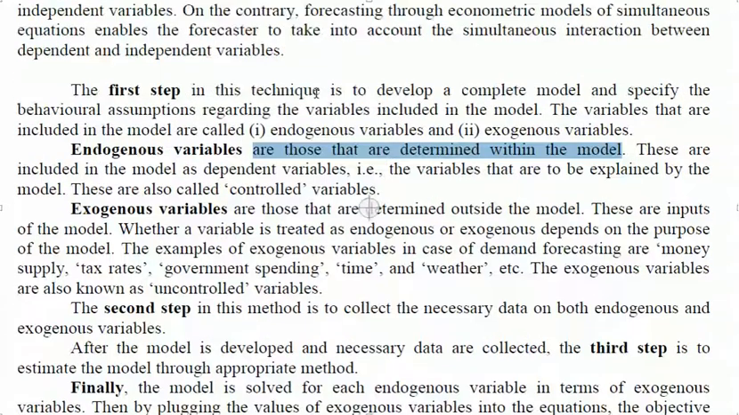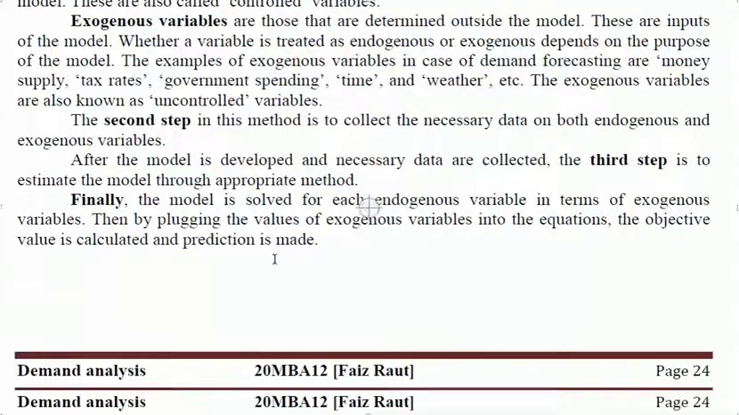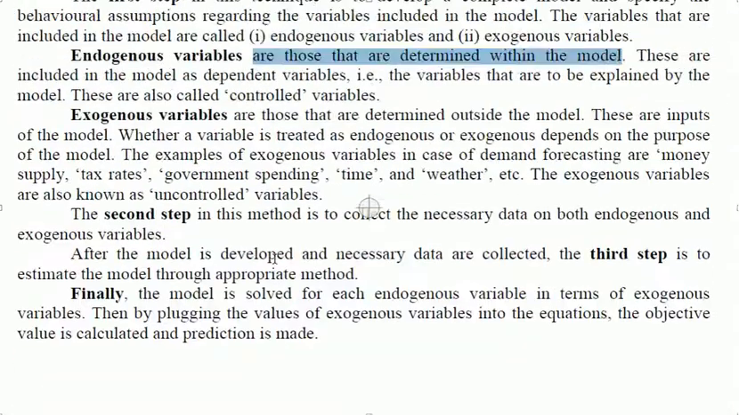This is the first step of the simultaneous equation method. Then the second step is to collect the necessary data on both exogenous and endogenous variables. And finally, the third step is to create or estimate the model. So this is the end of the econometric method, and this is the end of the second chapter as well.